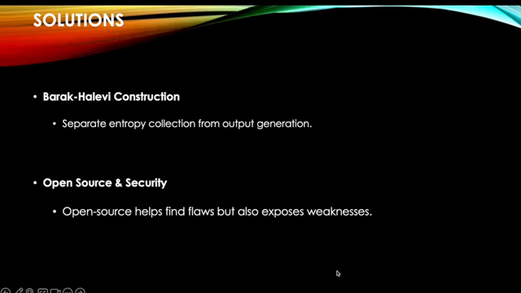The Barak-Halevi construction offers a simpler, more secure design for random number generators. Instead of the complex layers in LRNG, this model separates the entropy collection from the random number generation process. Think of it like separating the ingredients and the cooking process in a recipe. First, you gather all the ingredients, and then you cook. This makes it easier to ensure each step is secure.